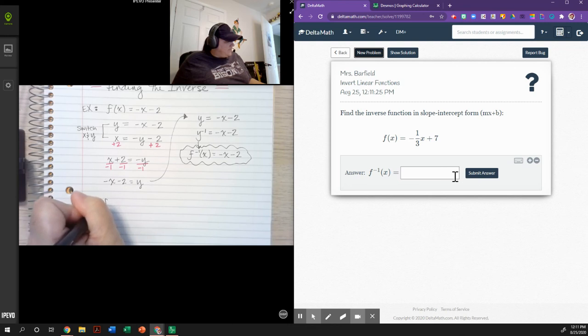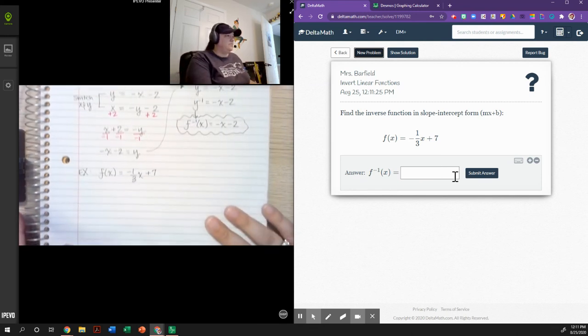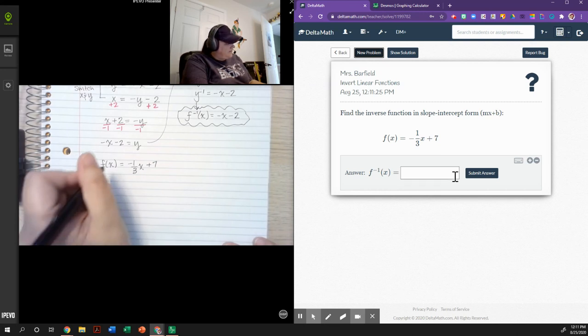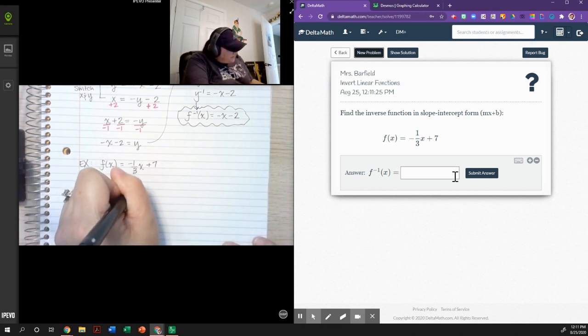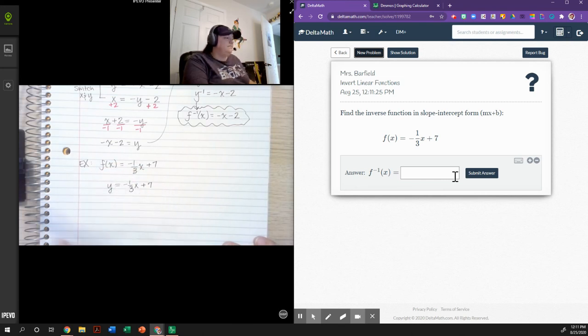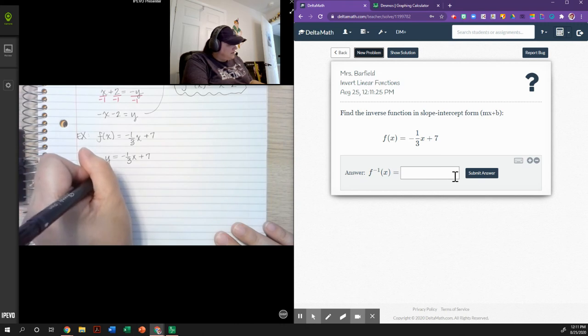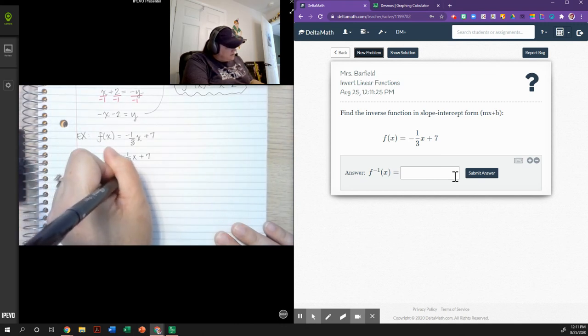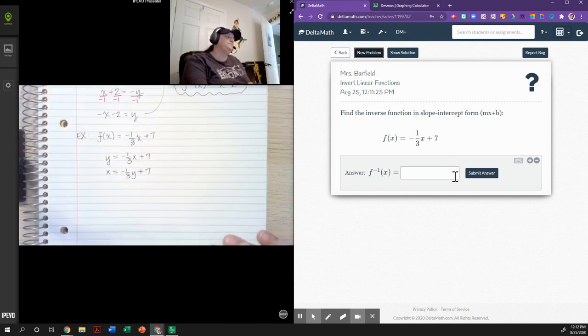So I have f of x equals negative 1/3 x plus 7. Same thing. I'm going to replace the f of x with y. So y equals negative 1/3 x plus 7. I'm going to switch the x and the y's. So x equals negative 1/3 y plus 7. And now I'm going to solve for y.